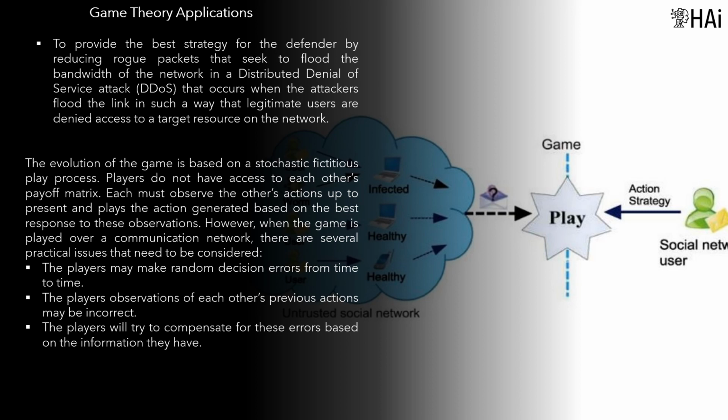The evolution of the game is based on a stochastic fictitious play process. Players do not have access to each other's payoff matrix. Each must observe the other's actions up to the present, and plays the action generated based on the best response to these observations. However, when the game is played over a communication network, there are several practical issues that need to be considered. The players may make random decision errors from time to time. The players' observations of each other's previous actions may be incorrect, and the players will try to compensate for these errors based on the information they have.